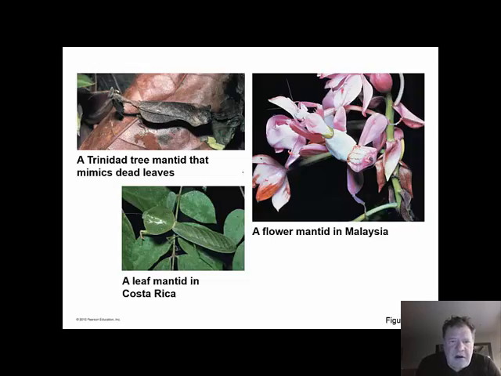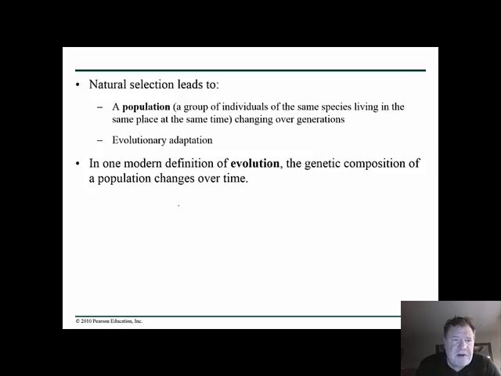Here are all the popular examples of the kind of evolution that we see. In this case, we have insects that look like their surroundings, which allows them to survive being eaten by predators. A population, the smallest group that can evolve, is a group of individuals of the same species living in the same place at the same time. This does change over generations. The reason they have to remain in the same population at the same time is that they need to mate with one another.